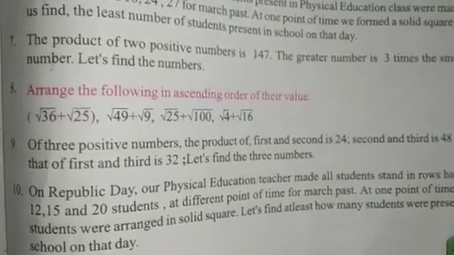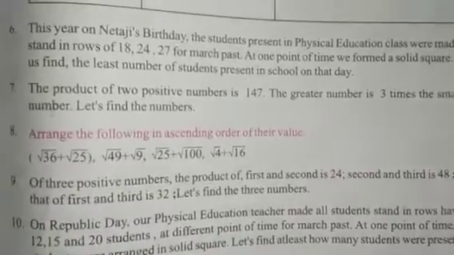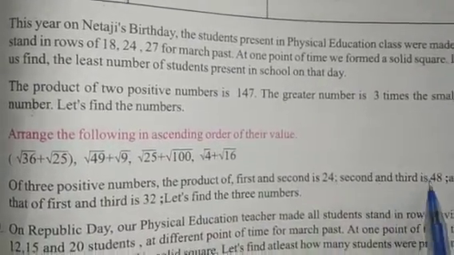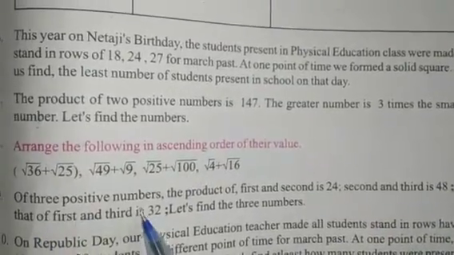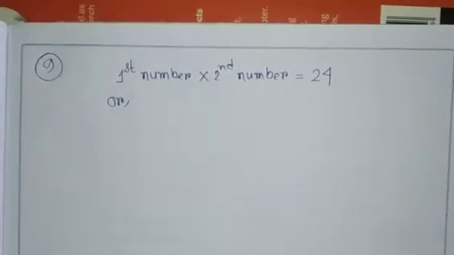This is the fourth video. Here we are going to solve question number 9. Of three positive numbers, the product of first and second is 24, second and third is 48, and the first and third is 32. We need to find these three numbers.